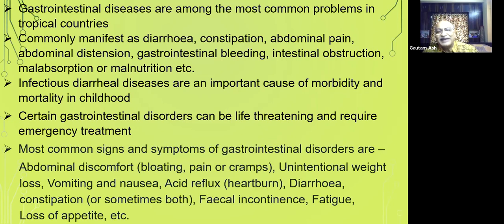The most common signs and symptoms of any gastrointestinal disorder are abdominal discomfort, that is bloating, pain or cramps, which we feel. Then unintentional weight loss, usually from any condition which progresses either slowly or fast. Vomiting and nausea are among the most common symptoms. Then acid reflux or heartburn. Diarrhea, constipation, or sometimes both, alternately, which indicates a kind of disease that is deep-seated or autoimmune in the intestinal tract. Then fecal incontinence, fatigue, and loss of appetite, etc.